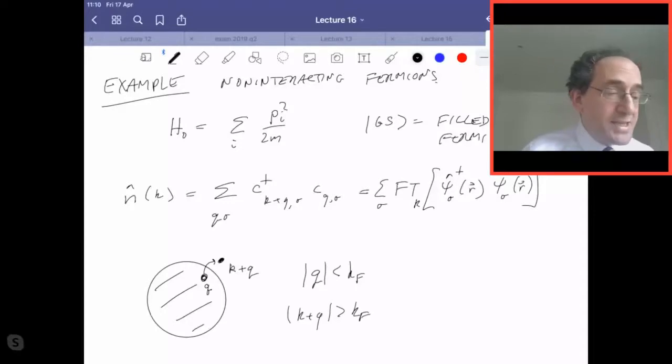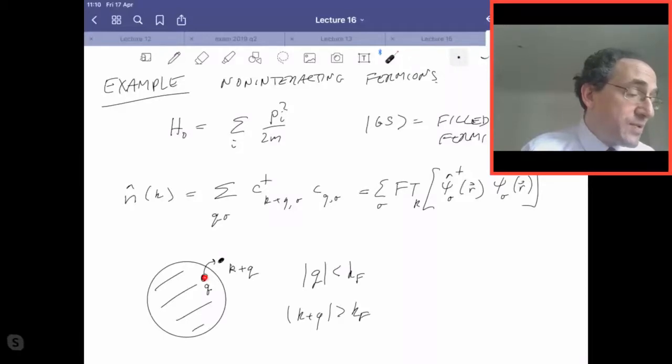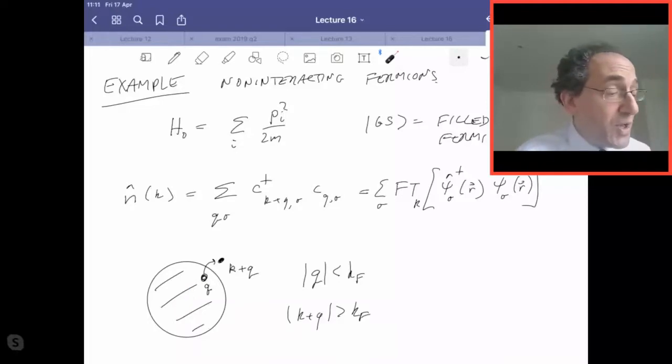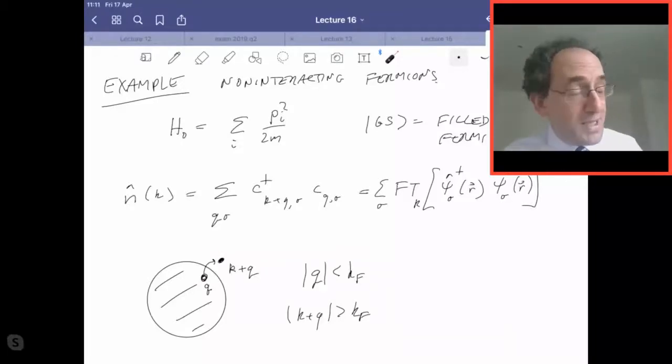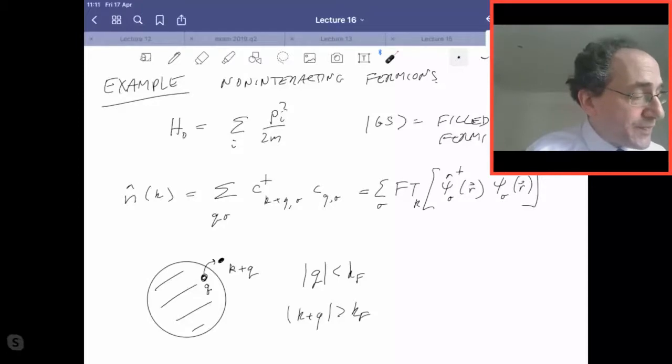Otherwise, the term in the density operator gives you 0, because if you try to transfer q to some other place within the Fermi sea, you can't do that because it's already filled. Or if you try to destroy a state that's empty above the Fermi sea, that also gives you 0.